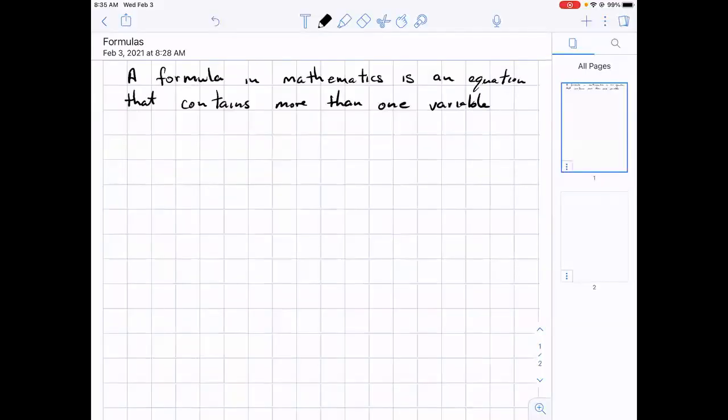Hello. Today we'll look at formulas in math. So, a formula in mathematics is generally an equation that contains more than one variable. And you are familiar with some of the formulas already.